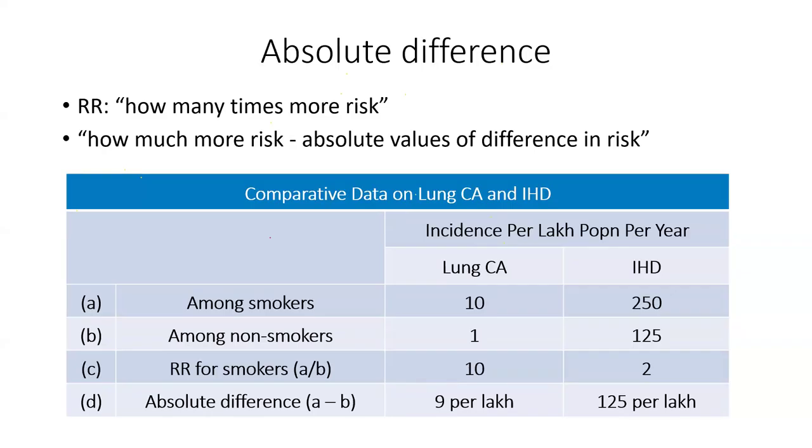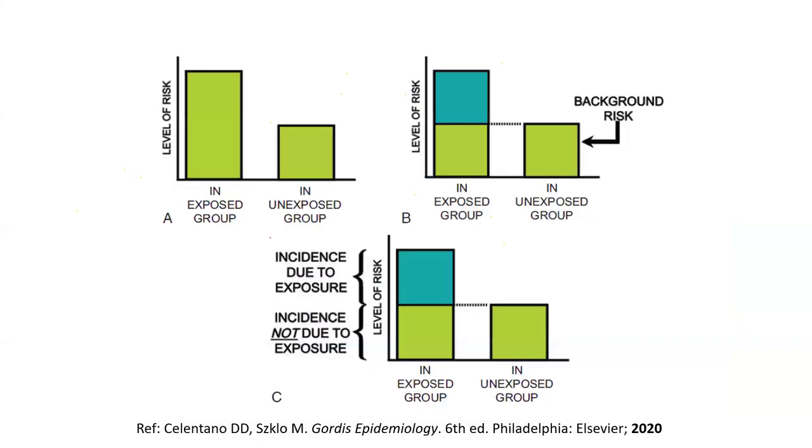So for lung cancer, the strength of association was more. But when you look at the absolute difference, the effect of smoking appears to be more for IHD than for lung cancer. So the impact is more for IHD. The effect is more for lung cancer, but the impact is more for IHD. So these two are different concepts, and I'm going to talk a little bit more.